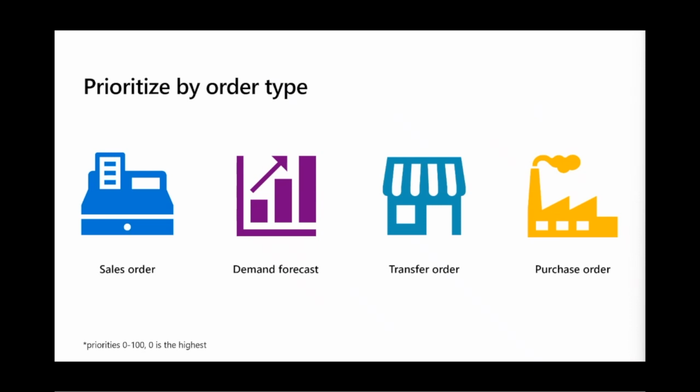The first way that we can begin to prioritize our demand and our supply is by order type. When we're talking about the prioritization of different order lines in D365, the priorities range in value from 0 to 100, with 0 being the highest priority. With priority-based planning, I can assign a default priority for each different type of order that I can have in the system. For example, I may decide that I want to prioritize sales orders over demand forecast, and I can assign my sales orders a default priority of 5 and my demand forecast a default priority of 60, for example.